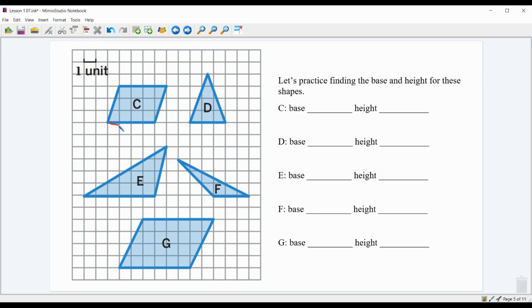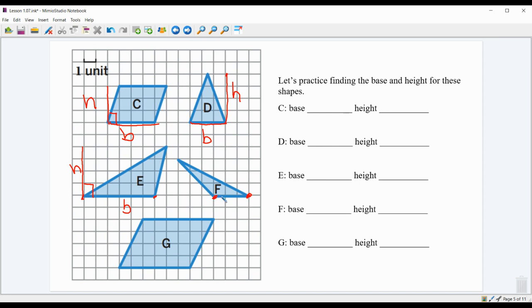So for C, if I make this side the base, then the height goes straight up from the base to the other side. It's perpendicular. D, I'm going to pick this side as the base. I go straight up to the top. This becomes the height. And now I want to also count them. So I'm going to let you, let's see, I made this the base. That means the height goes straight up to the other side. Okay, for F, this is the base.